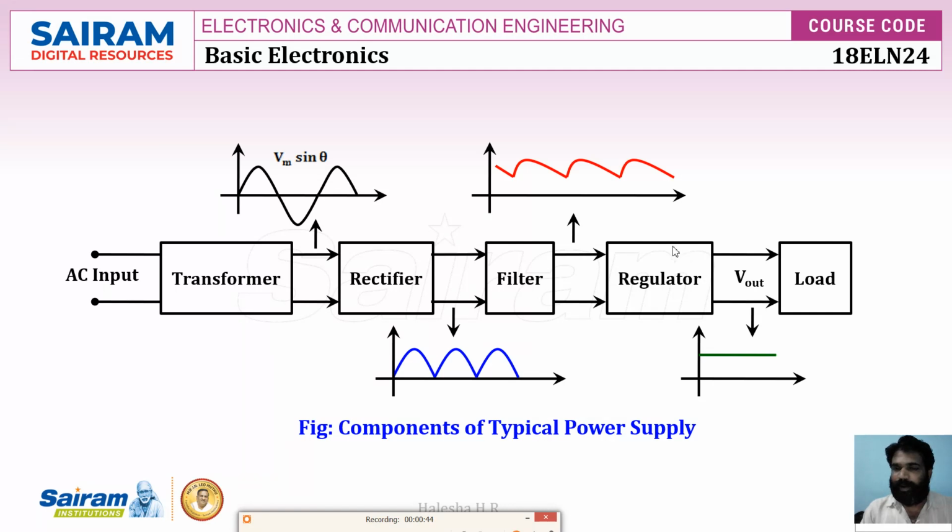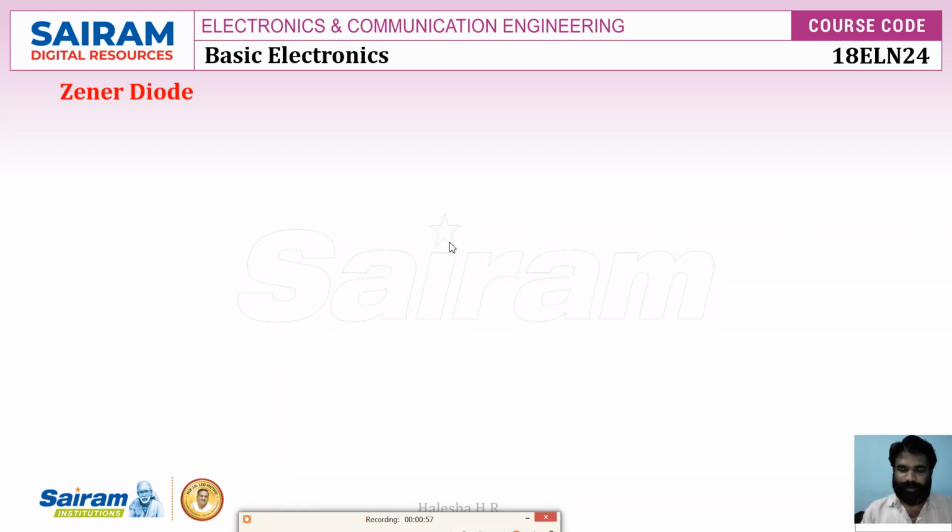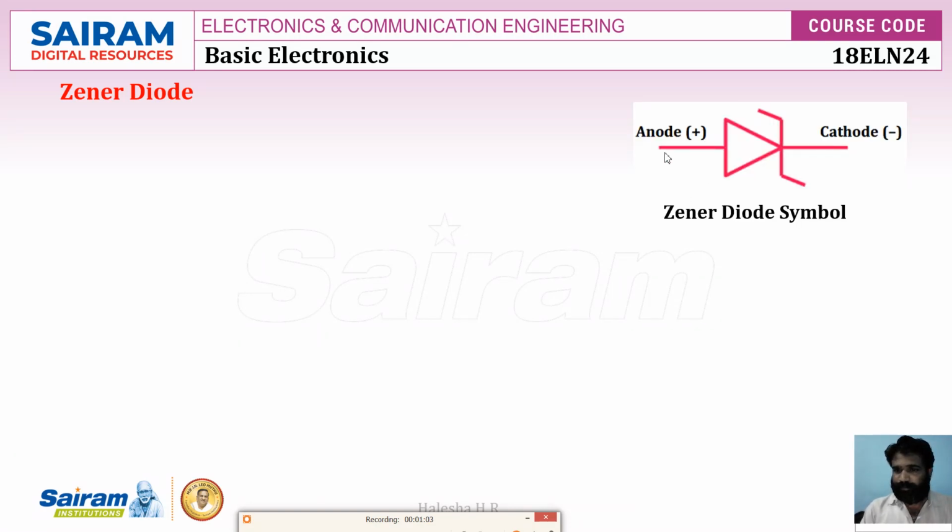So how do we convert? Using a regulator. So this is the unregulated output, and we get a regulated output. To get this regulated output, we use a Zener diode. So first we'll see what a Zener diode is. This is the symbol of a Zener diode. Again, it is a PN junction, a special type of PN junction diode. This is the anode and cathode.